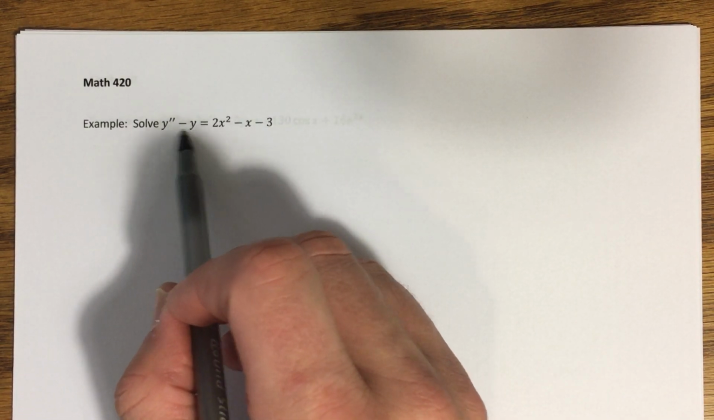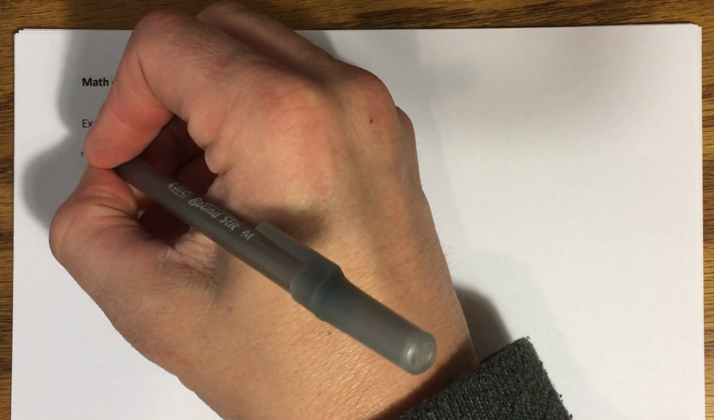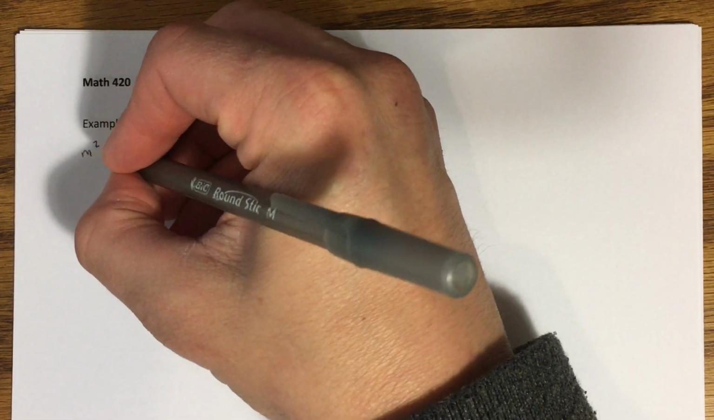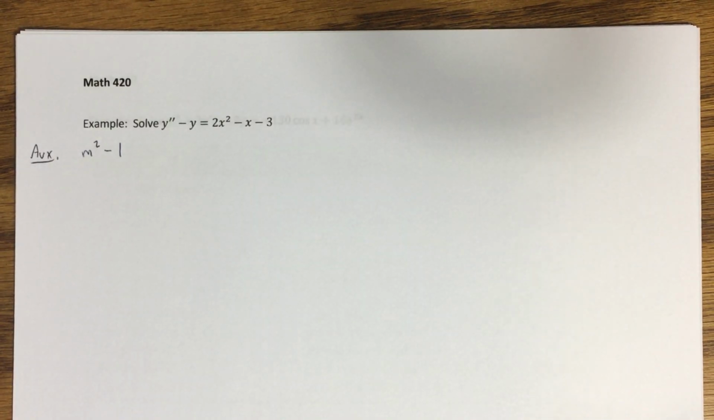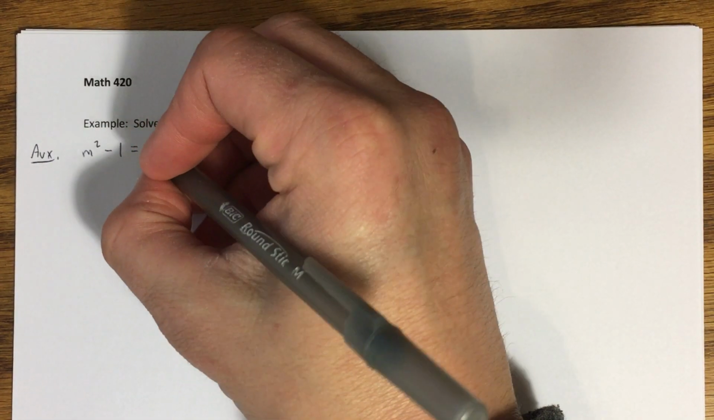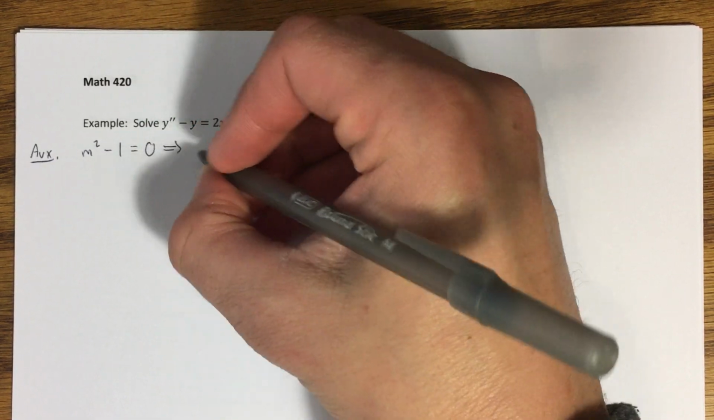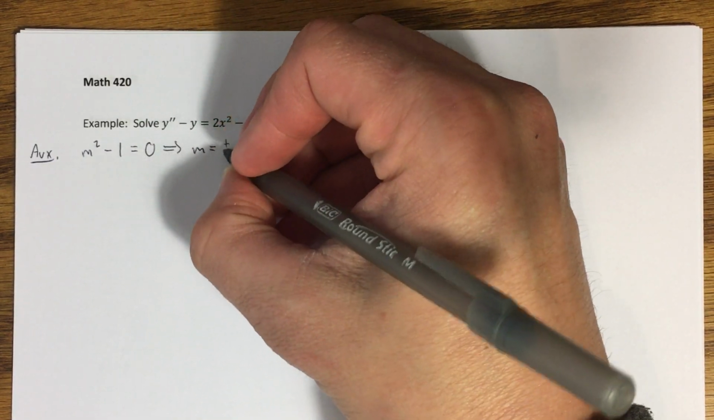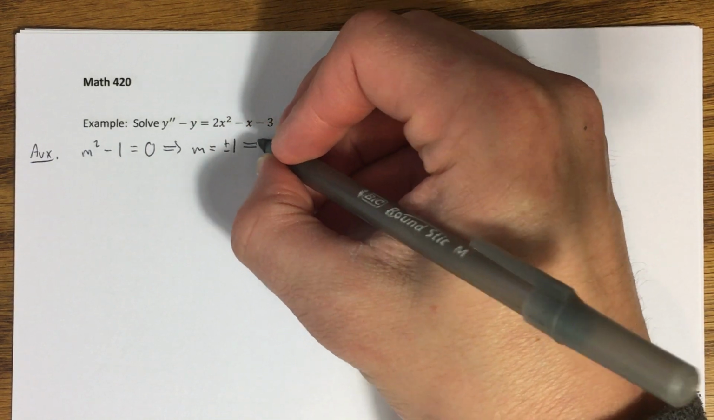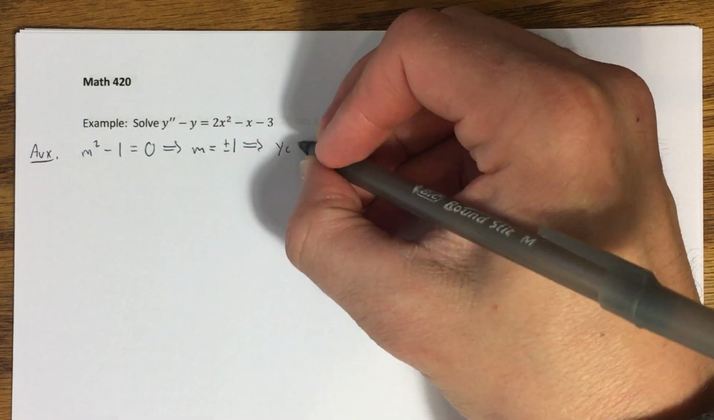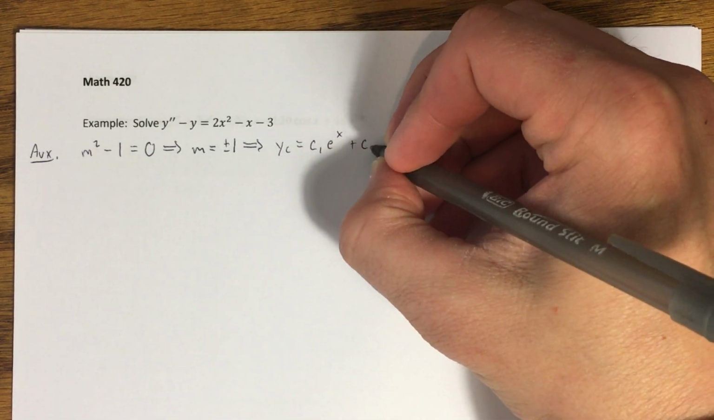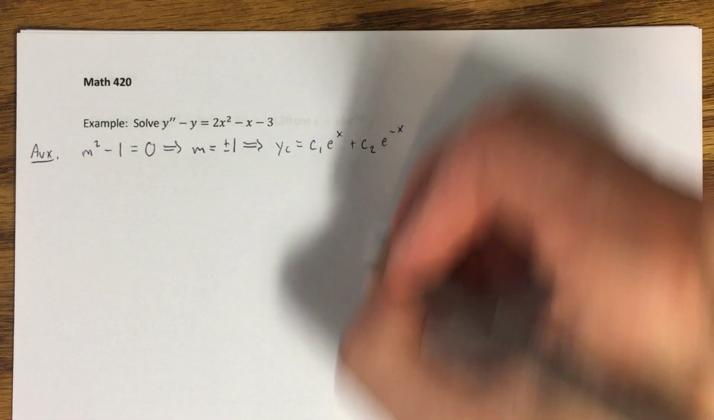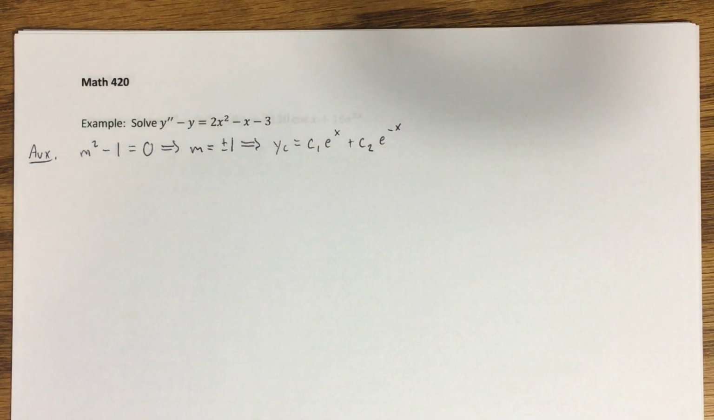The auxiliary equation for this would be m squared minus 1. In fact, I'm going to write Aux, just for auxiliary equation, so I know what I'm looking at here. That would be equal to 0. This has solutions m equals plus or minus 1, which, remember, means that our complementary solution is equal to c1 e to the x plus c2 e to the negative x. Okay? That was very quick to find, and that's usually the case.